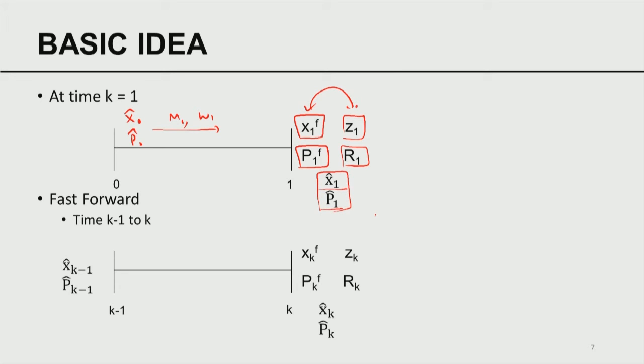Combining these two to get this is called the filtering. Going from here to here is called prediction. All we have done is finish the predictive part. We have not yet done the combination part. So this step is called the data assimilation step, the DA step. This part is called the forecast step.